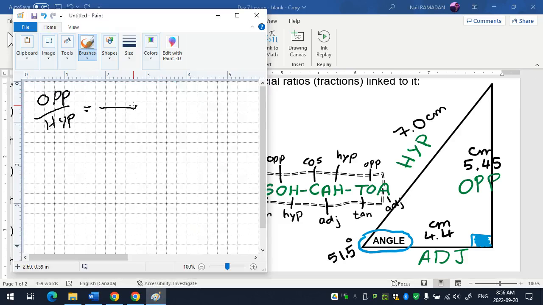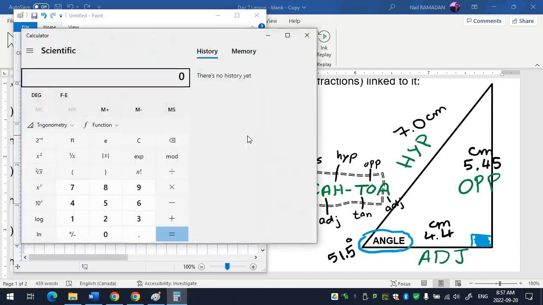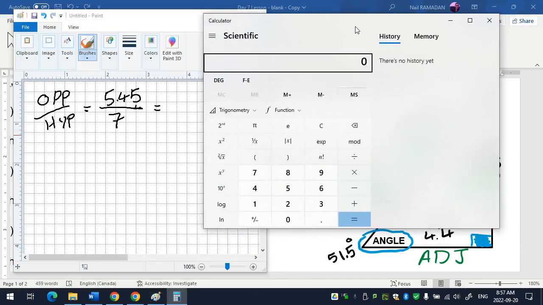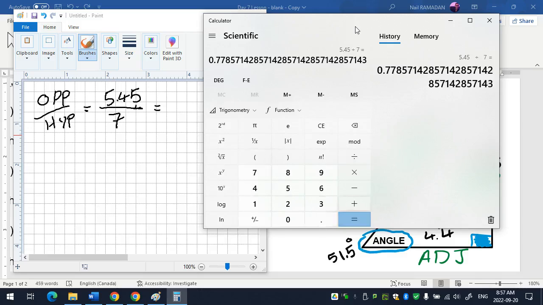According to these numbers, what's my opposite? 5.45. By the way, do not bother with units. Never bother with units in the intermediate steps. If you need to put a unit, put it at the end, in the final answer. What's my hypotenuse? 7. Let's divide that. 5.45 divided by 7.